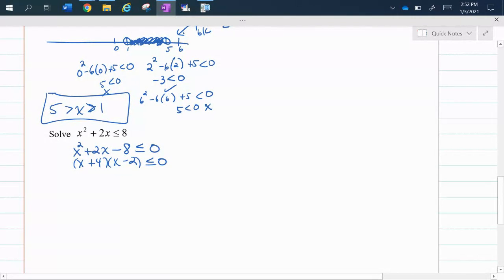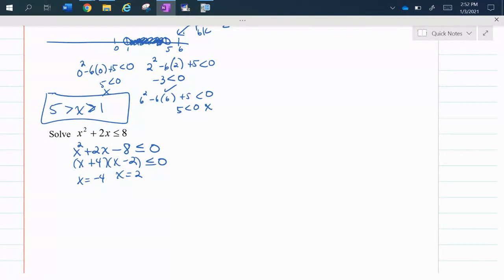And I need to set each factor equal to 0 to get my boundaries. So I get negative 4, and I get 2. So remember, we set it equal to 0. If x plus 4 is equal to 0, then x equals negative 4. And if x minus 2 is equal to 0, then x equals 2.